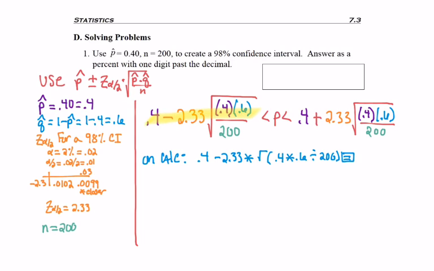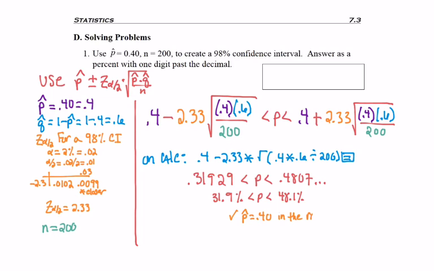When I entered the lower end into my calculator, I got 0.31929, and the upper end 0.48071, etc. The direction said to answer as a percent with one place to the right of the decimal. So we're looking at 31.9% to 48.1%. And of course, I always want to double check. Yes, p-hat is in that range. The 0.4 or 40% is within my confidence interval. And so we've got our answer.